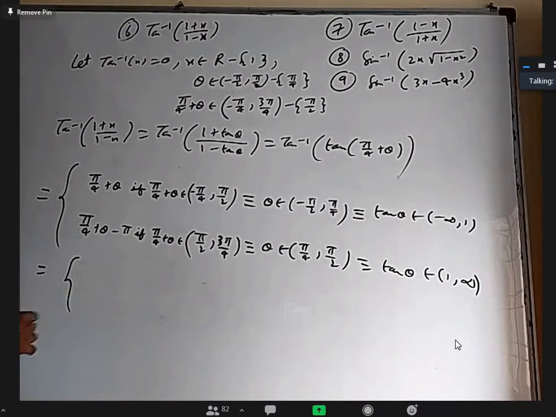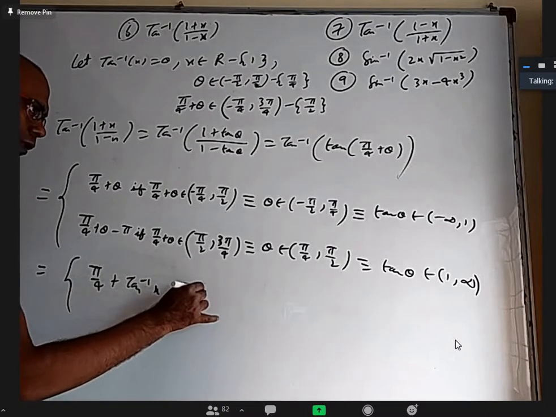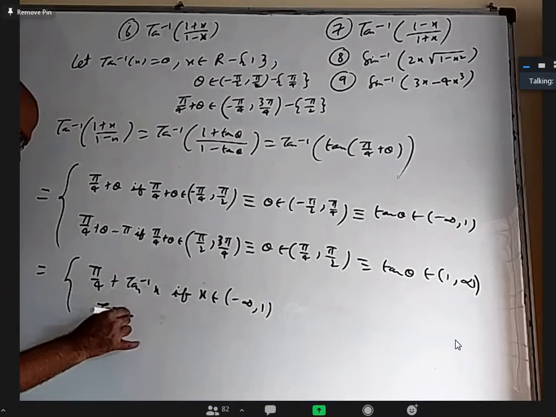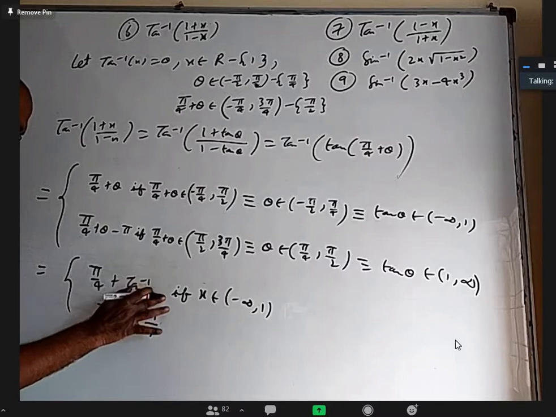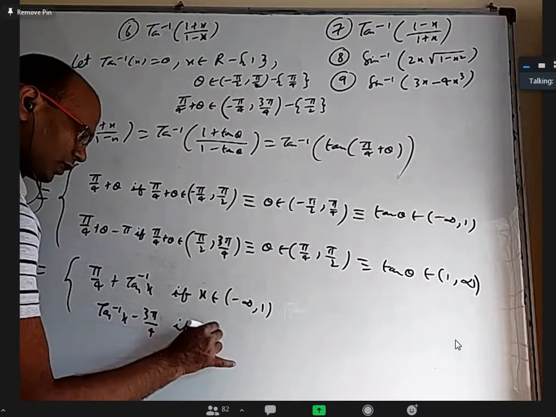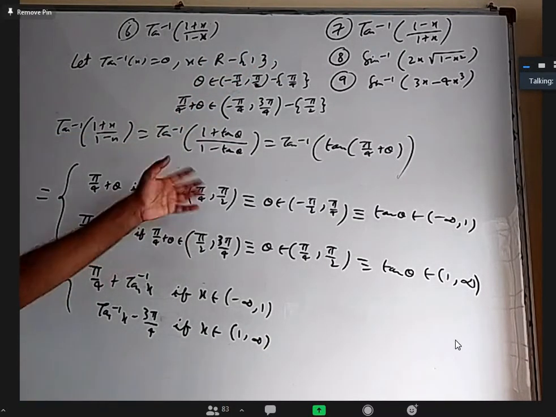Okay, so finally our formula is pi by 4 plus tan inverse x if x belongs to minus infinity to 1, and tan inverse x minus 3 pi by 4 if x belongs to 1 to infinity. Okay, the seventh one is almost similar, you can try, those are completed. Actually, I wanted you to complete all these on your own. I'm just writing because if some people are not able to do it, at least they can copy and understand.